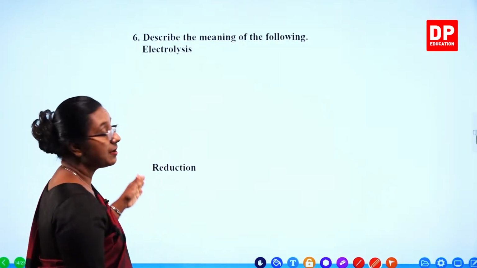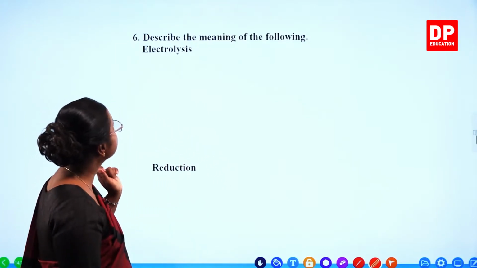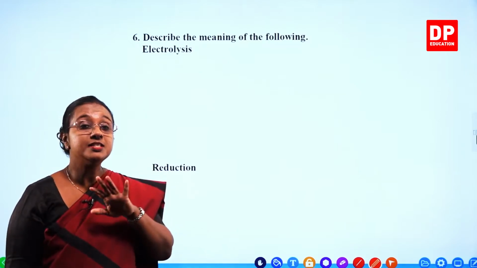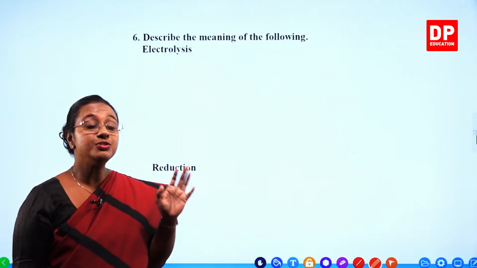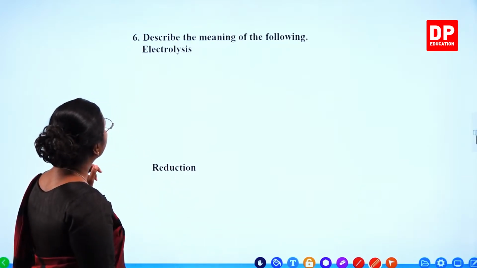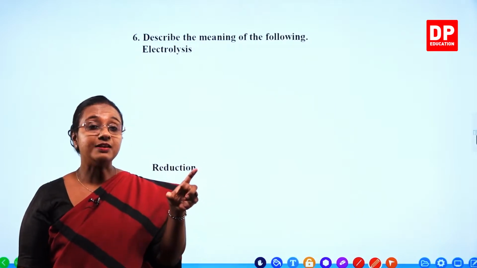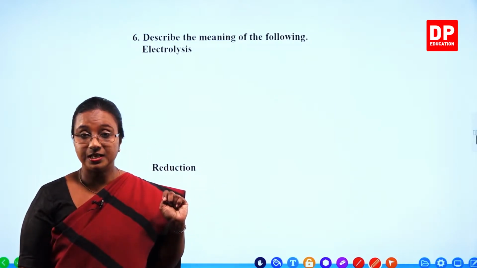So they have given some terms that we have discussed before. They want you to describe the meaning of the following. This is not a definition, students. You just need to describe what that means. The first one, electrolysis. If you take that word, it has two parts to it.